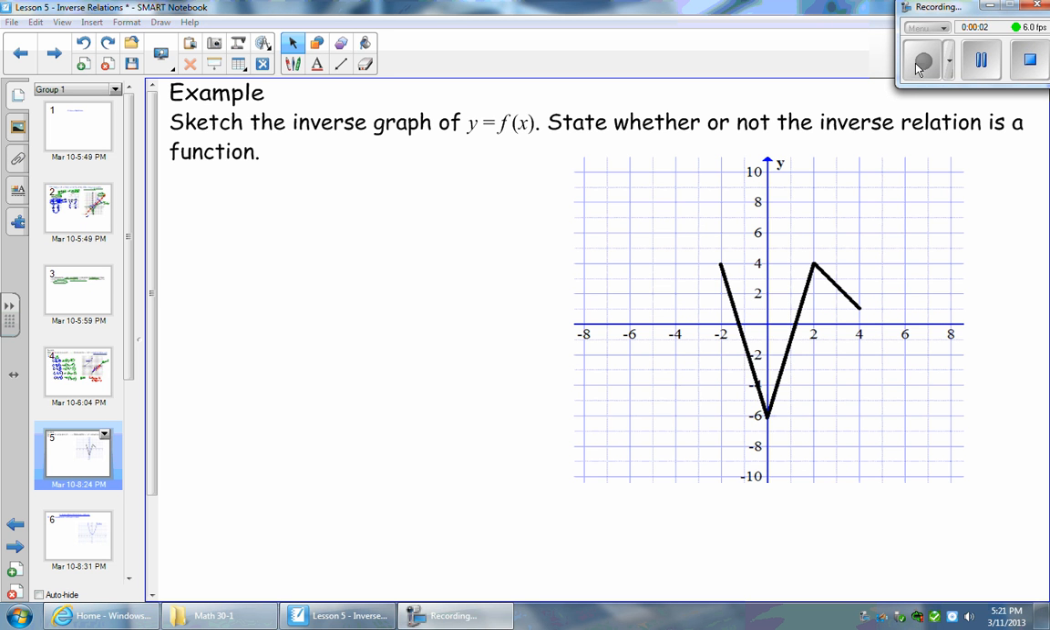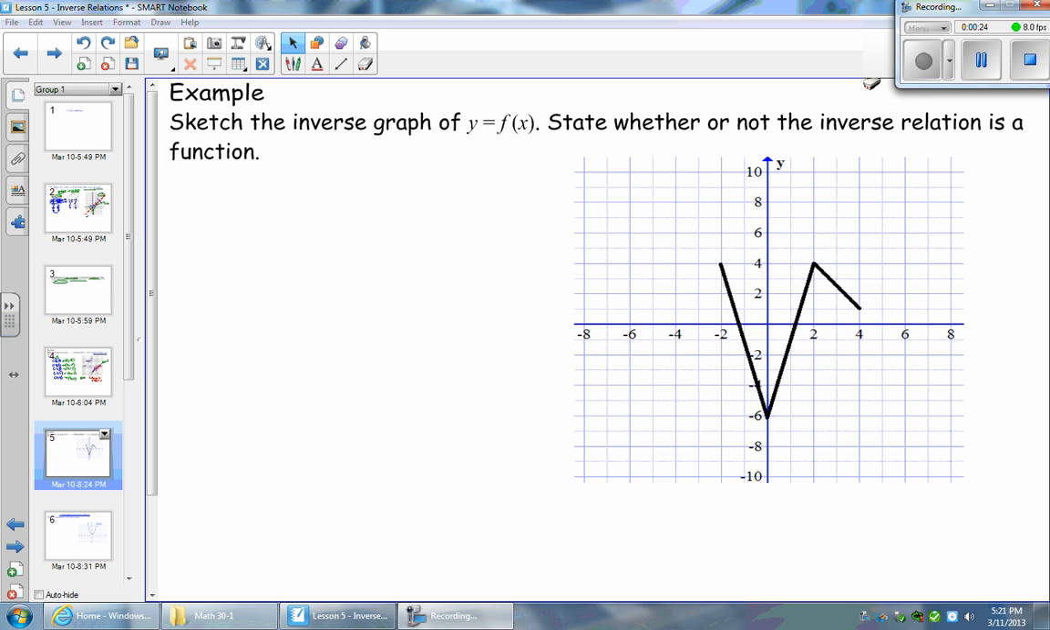All right, so we're going to take a look at a more complicated example when you're sketching the inverse relation of a given function. So I'm given a function on the right-hand side here, y is equal to f of x, and I want to sketch its inverse. And not only do I want to do that, but I want to state whether or not the inverse relation is a function or not. Okay, so just do what we did in the last example.